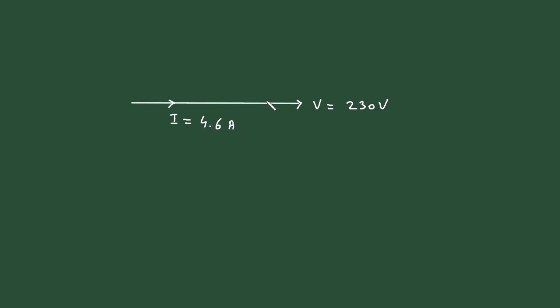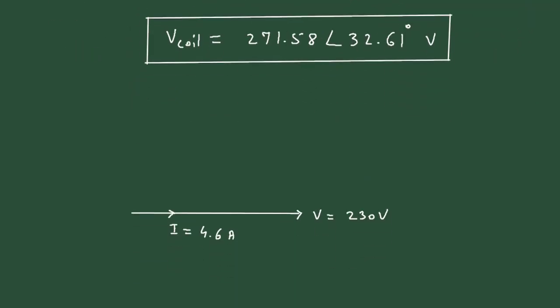Then next we will draw voltage across coil. It is leading and it will be like this. V coil is equal to 271.58 and this angle is 32.61 degree. So this is voltage across coil, V coil.